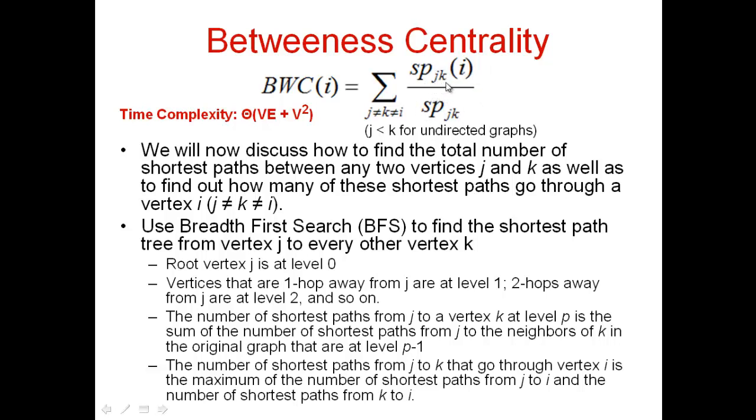So SPJK of I indicates the number of shortest paths between j and k that go through I, and SPJK simply indicates the total number of shortest paths between j and k. So we're going to find this fraction of the shortest paths between j and k that go through I, and sum over all such fractions for all possible node pairs jk other than I. So we can use the breadth first search algorithm to determine this. All we need to do is run the breadth first search algorithm once for each vertex, similar to closeness centrality. So the time complexity is going to be v plus v square.